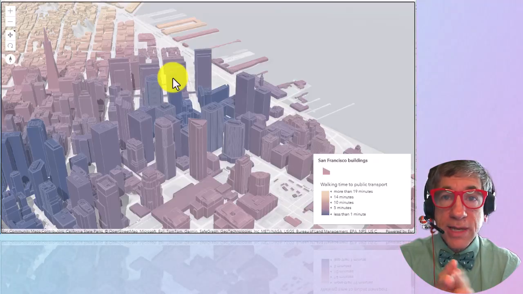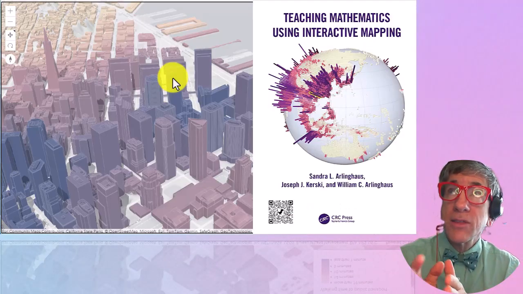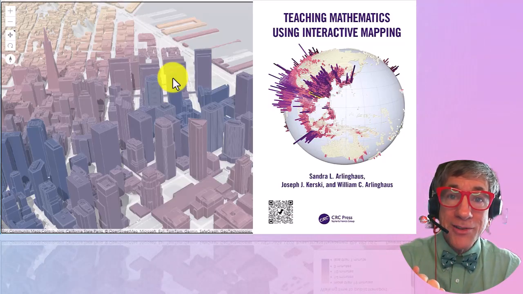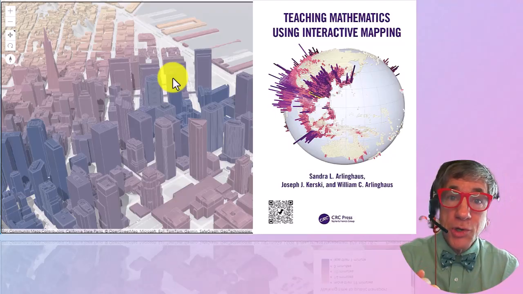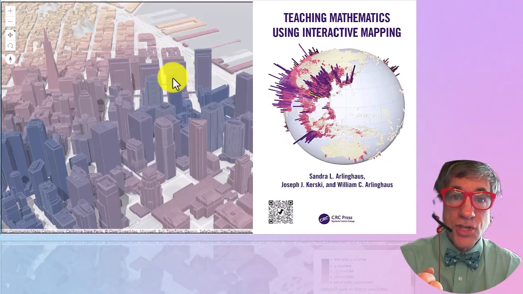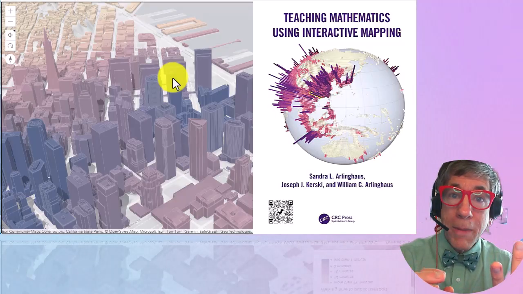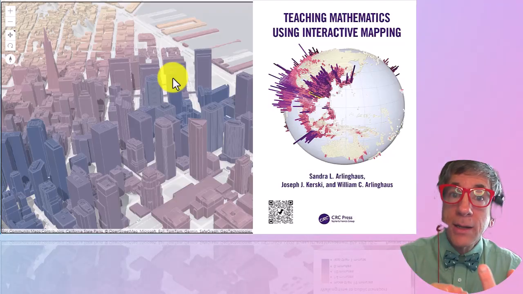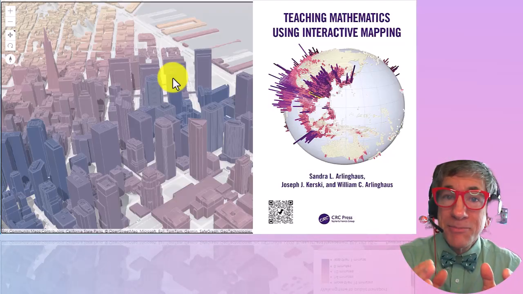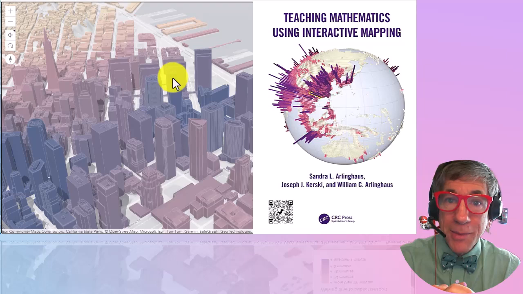My colleagues and I, for example, just wrote a book on teaching mathematics using interactive mapping. So that's all about spatial technologies such as GIS to teach core math concepts, set theory, expression building, geometry, trigonometry, mathematics, and much more.